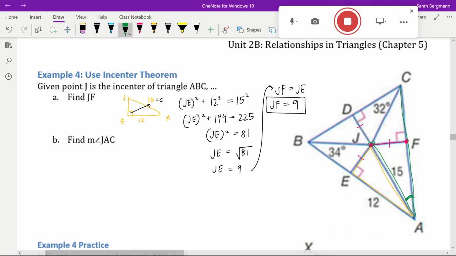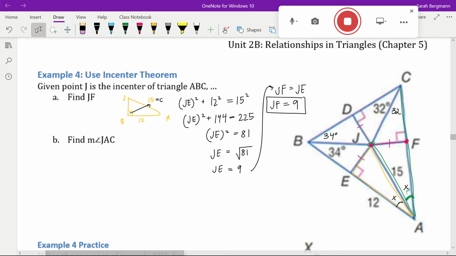Let's think about it. If point J is the incenter, it means it's where all the angle bisectors intersect. So that means ray BJ is an angle bisector of angle DBE. So if angle EBJ is 34, that means angle JBD would also have to be 34. Similarly, since angle DCJ is 32, I also know angle JCF would have to be 32. So I can label these as the same variable, since I know that they have to be equivalent.